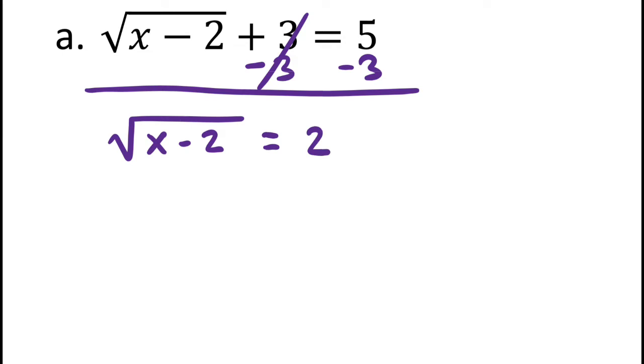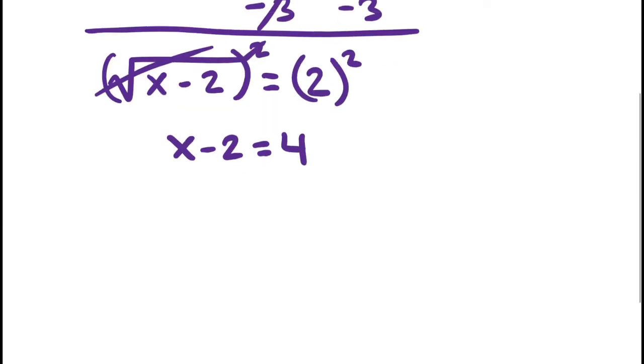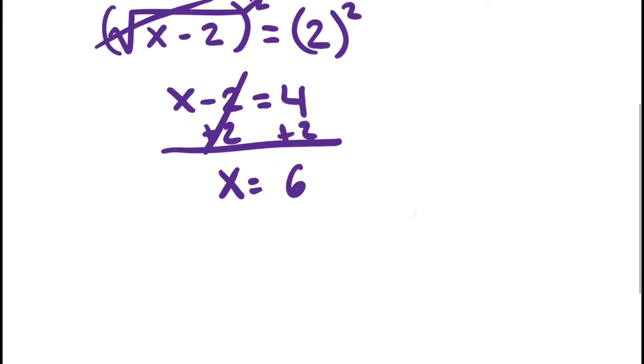Now we're going to get rid of the square root by doing the square operation on both sides. Now the square and the square root cancel. So we have x minus 2 equals 2 to the second, which is 4. Now we're going to add 2 to both sides of the equal sign. We have x equals 6.